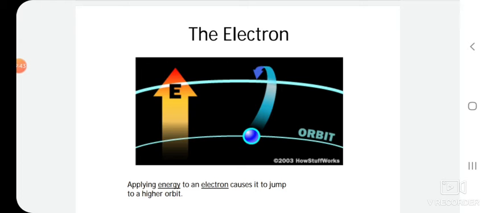So the basic concept is this: when a lower ground state orbital electron, or a lower energy level electron, absorbs some external energy in the form of photons, at that time that electron gets excited and it jumps to a higher orbit.